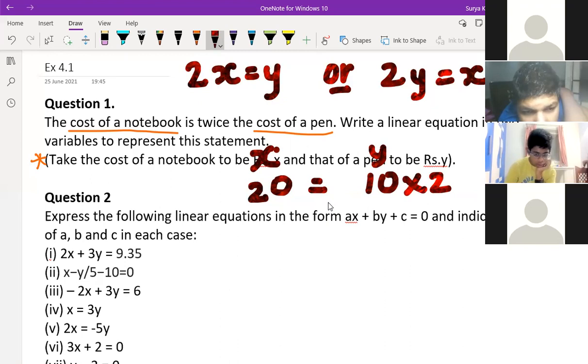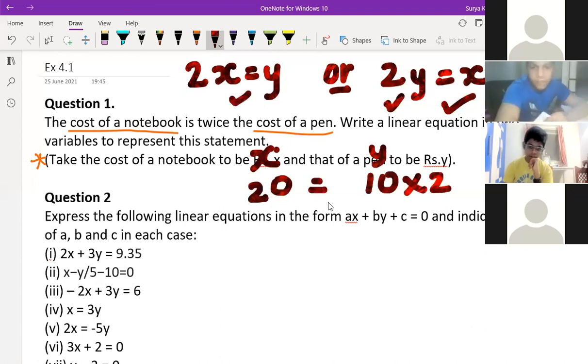If you are letting the cost of the notebook be x, what should you write in this case? 2y is equal to x. So x is equal to 2y is correct if you let the cost of the notebook be x and the cost of the pen be y. And if you take it the other way around, then you'll get this one. If you take y as the cost of the notebook, then the first one is correct.